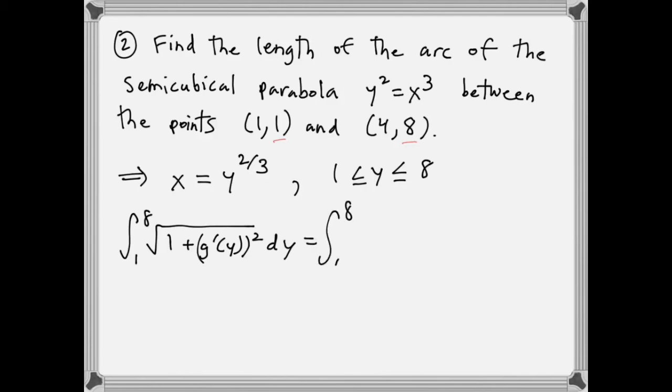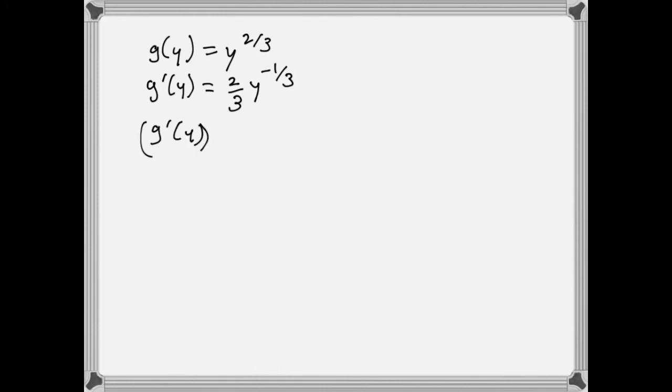So as before, I'm going to do all this algebra separately here. And let's actually see what we get. So since g of y is equal to y to the 2/3, let's go ahead and do g prime of y. The derivative would be 2/3 y to the negative 1/3, right? Now we're going to do g prime of y squared. So if we square that, we actually get 4/9 y to the negative 2/3.